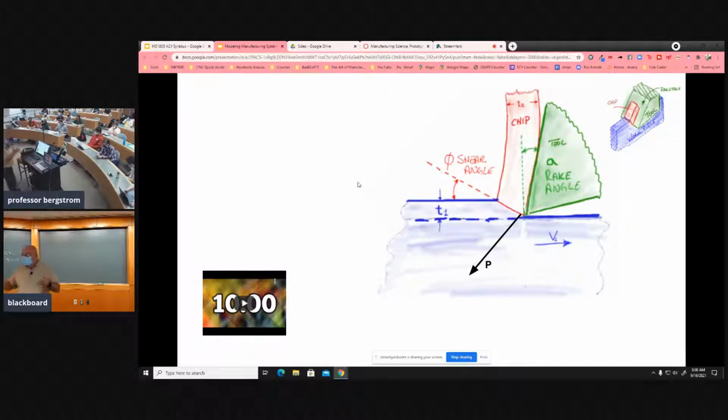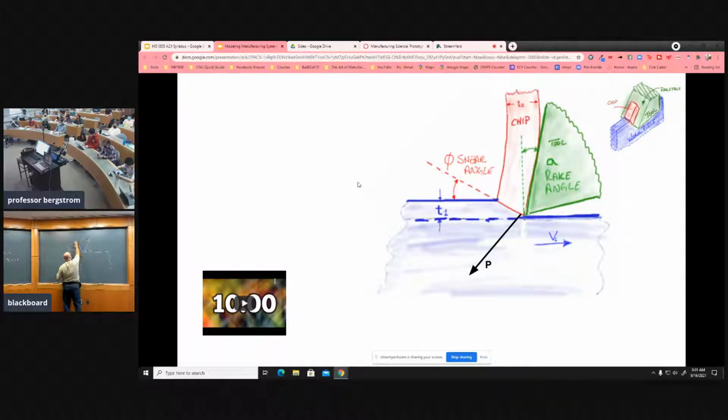All right. We're rolling. This is about where we left off yesterday, right? Here with the picture, we've got our tool. We've got our workpiece. It's going by over here. Chip going up like this. So we've got our T1. We've got our T2. We've got this alpha, that's our rake angle, right? And here we've got the shearing that's going on in here.